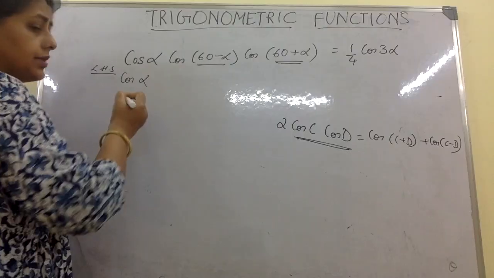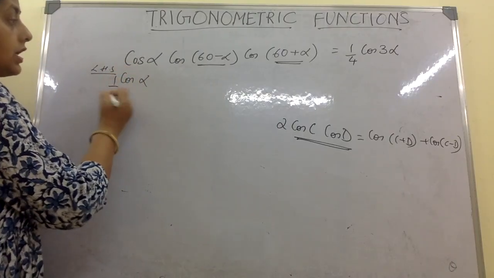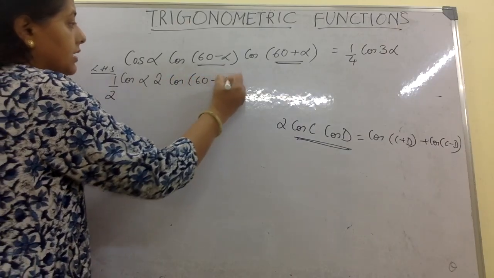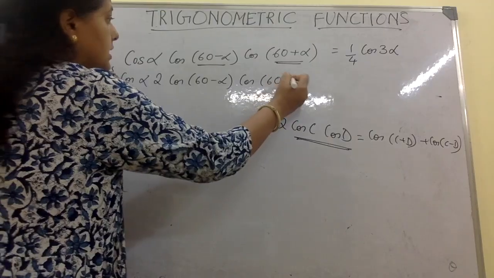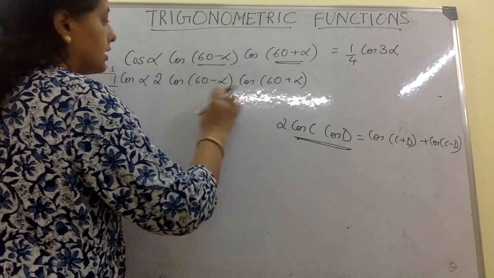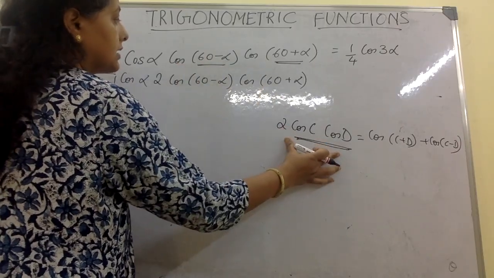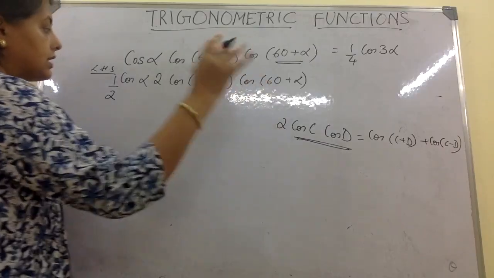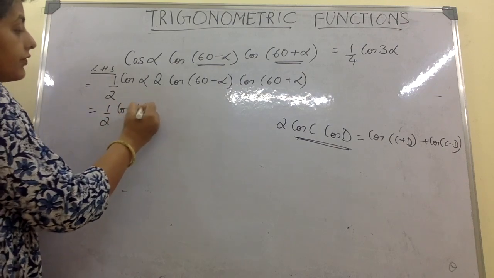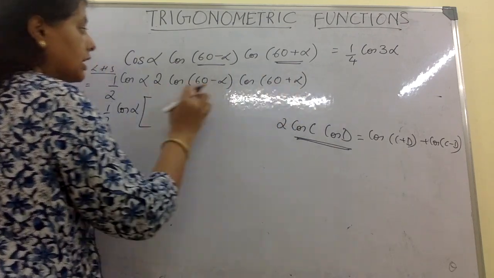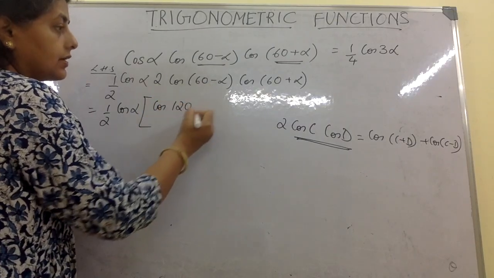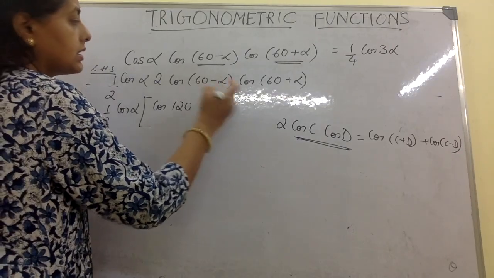So what I will do here is, I'll just take a half here. Why half? I am dividing by a half because I want to multiply with a 2. cos(60 minus alpha) cos(60 plus alpha). Now what I have done, I have made this full thing look like this: 2 cos c cos d. Now that is equal to half cos alpha, inside bracket only for this much, if I add them, I get cos 120 plus cos, this is 2 alpha.